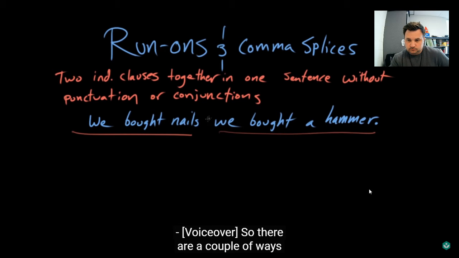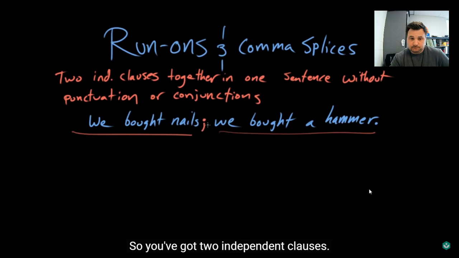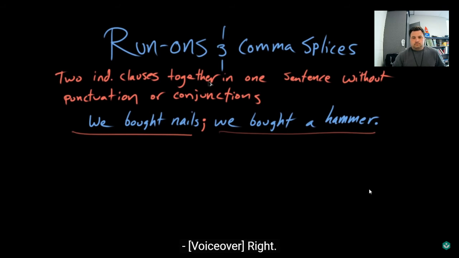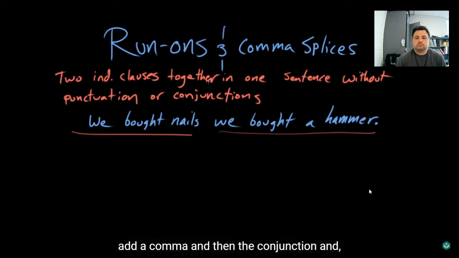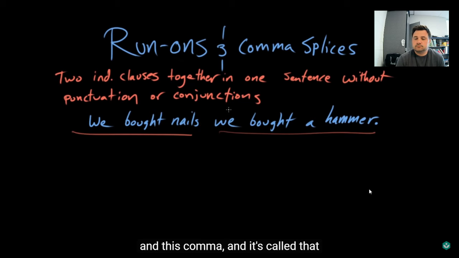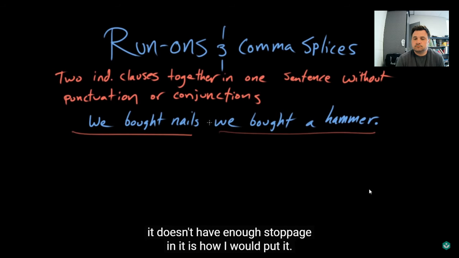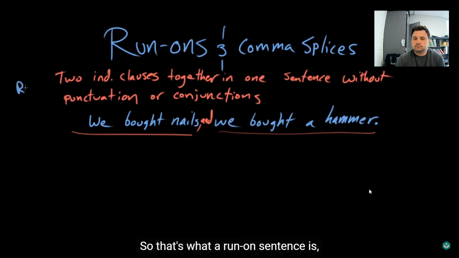There are a couple ways we could fix this sentence. One way would be just to add a semicolon in there. You've got two independent clauses. We bought nails, semicolon, we bought a hammer. Right. Another way you could do that would be to just add a comma and then the conjunction and. So you're connecting those two clauses. This is a run-on sentence without this comma and and, and it's called that because it's sort of like a runaway train. It doesn't have enough stoppage in it. That's what a run-on sentence is.